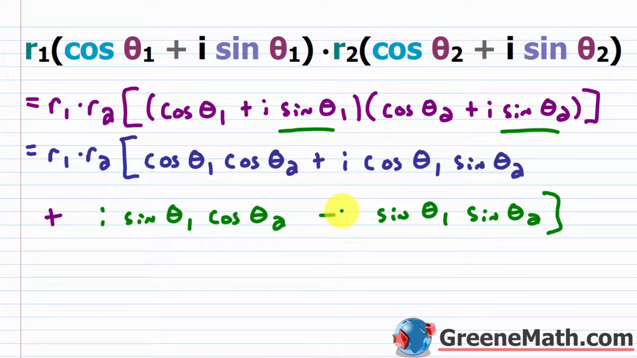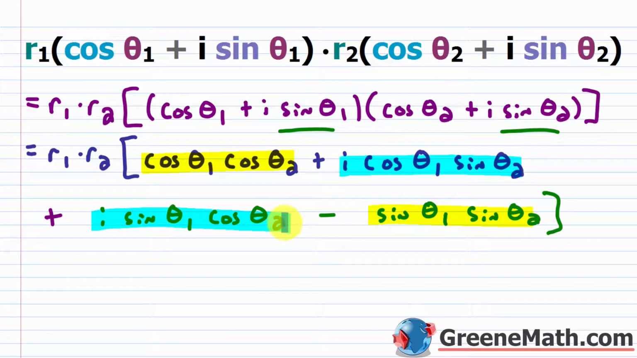Now what I want to do is group everything where the terms that have an i are next to each other and the terms that don't have an i are next to each other. So I want this one and this one to be next to each other. And then let me change my highlighter color here. I want this one and this one to be next to each other.